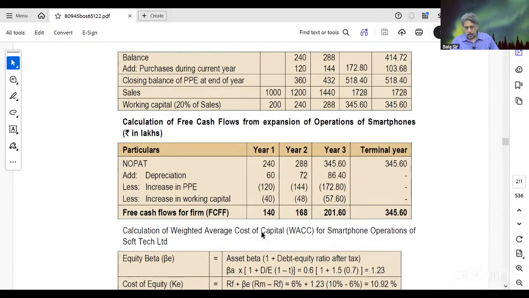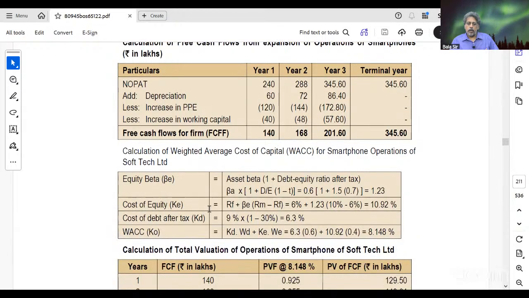Calculation of weighted average cost of capital. Exactly. Now you need to find the WACC. For that, first I have to find the cost of equity. For finding cost of equity, I need the beta equity. But they gave the beta asset. Yes, sir. Equity beta is equal to asset beta into 1 plus debt equity ratio after tax.